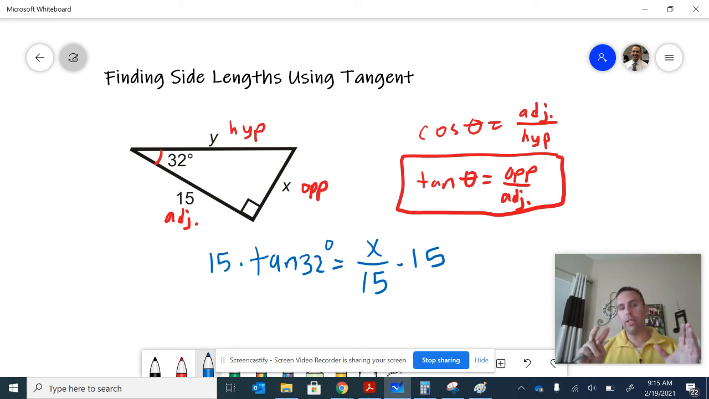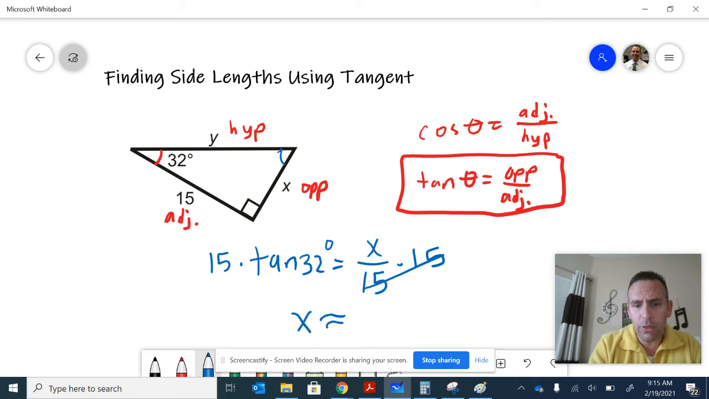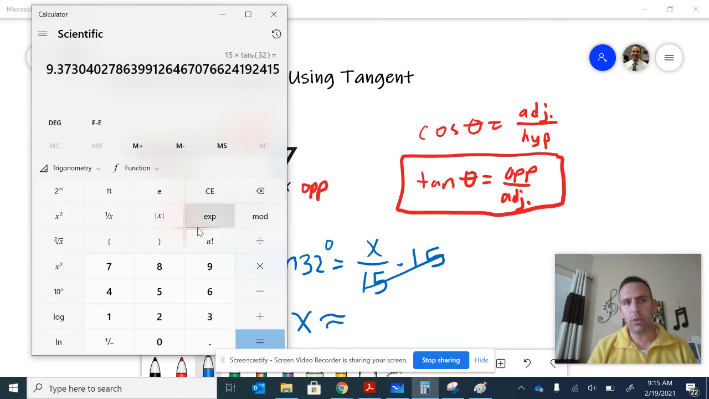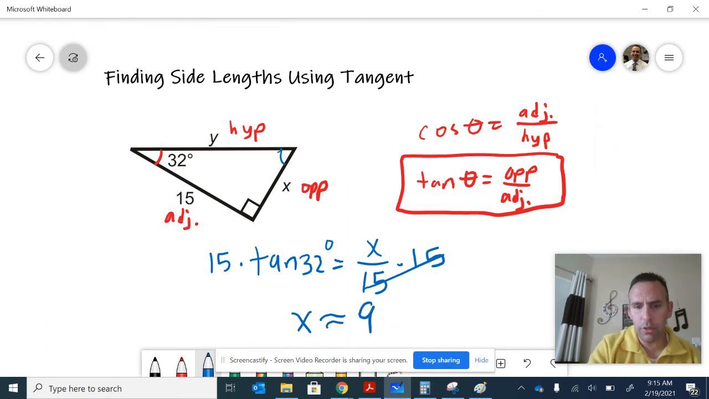If we were given 15 as the opposite side, we would have a multiple step equation. But remember, you can always use what you know about triangles to figure out any other angle if you have two of the angles. So multiplying both sides by 15, we would use our calculator to evaluate 15 times the tangent of 32 degrees. So let's see, 15 times the tangent of 32 degrees would be 9.373, and so on. I'm going to round off to 9.37, to the nearest hundredth, as my standard there.